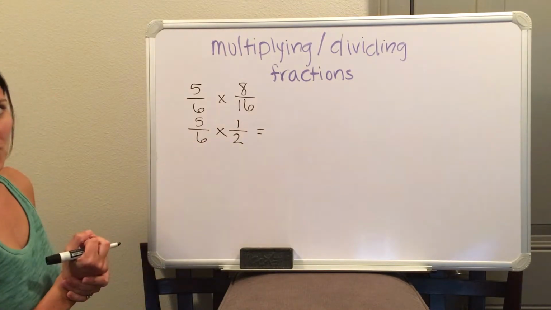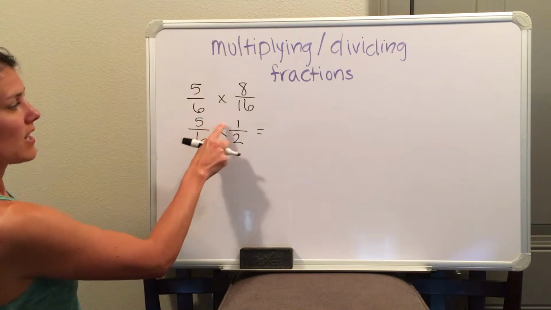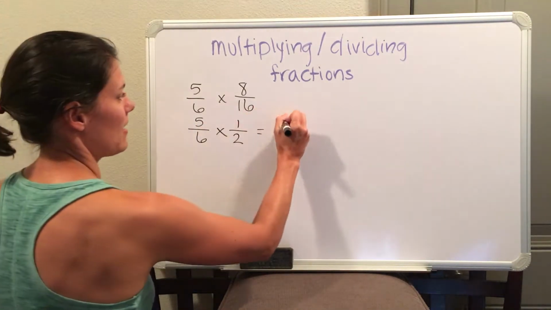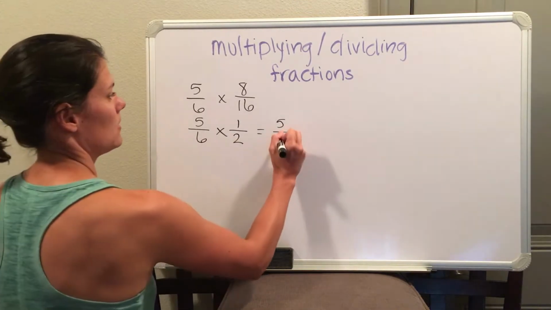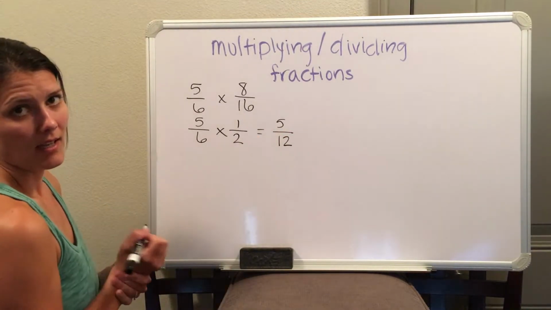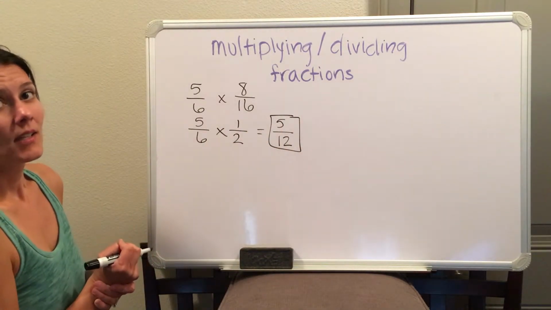When you multiply fractions, you just multiply straight across. So you do 5 times 1 to get 5, and then you do 6 times 2 to get 12, and then you're done. So your answer is 5/12. Let's do one more.